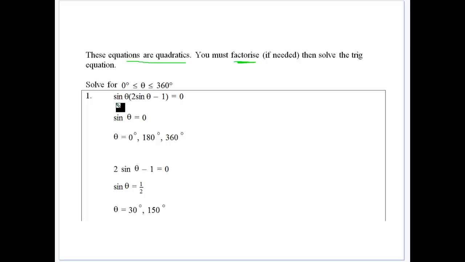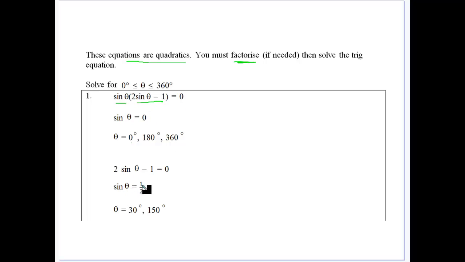So in this case, if sine theta is equal to 0, the whole thing's equal to 0. So where is sine of theta equal to 0? Well, that's anything on the x-axis: 0, 180, or 360 degrees. 2 sine of theta minus 1 would be equal to 0, because that's what's inside the bracket. If that's equal to 0, the whole thing would be equal to 0 as well.